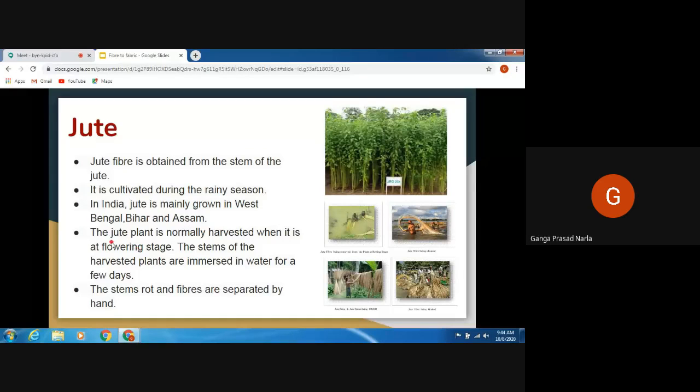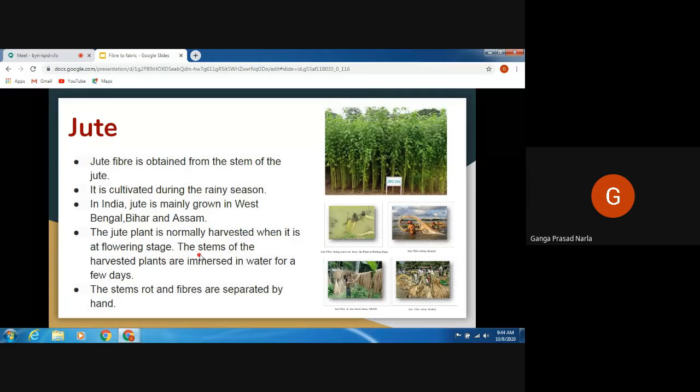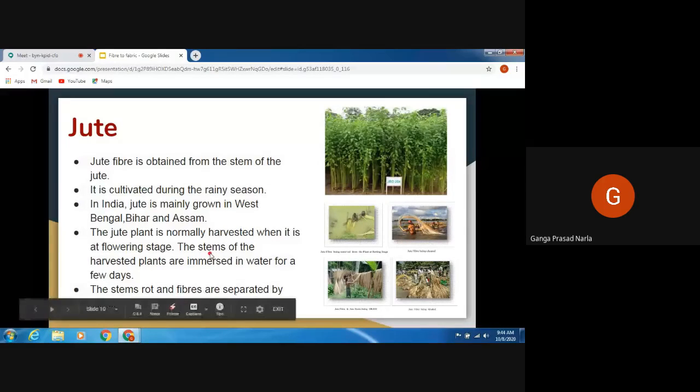The jute plant is normally harvested when it is at the flowering stage. Whenever the plants give flowers, then they cut them. They will cut the stems, harvested. The jute plant is normally harvested.